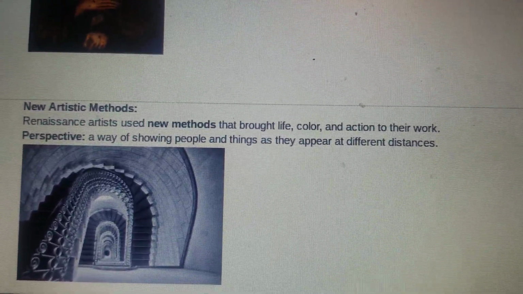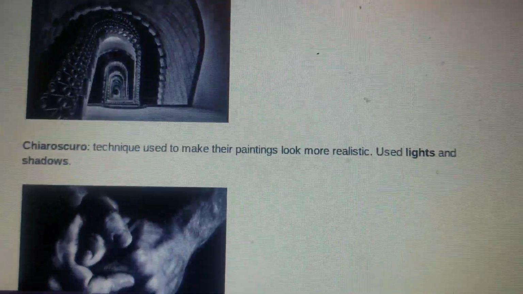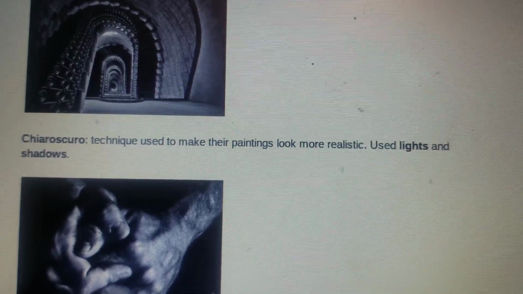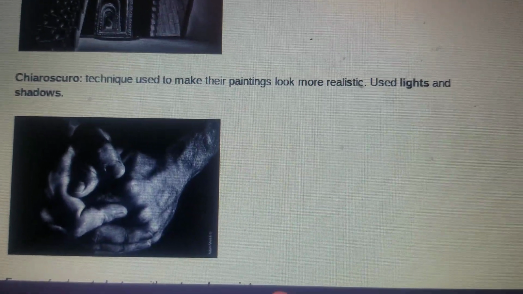Perspective is a way of showing people and things as they appear at different distances. Chiaroscuro is a technique used to make their paintings look more realistic. They use lights and shadows.